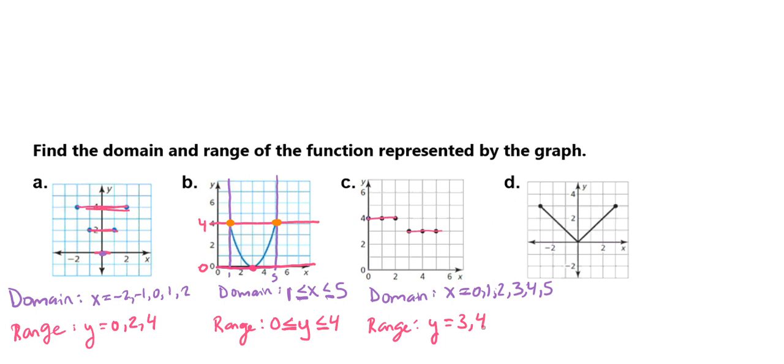Letter D is similar to letter B, so why don't you go ahead and give that a try on your own. So push pause, and then when you're done, push play and let's see if you're right.